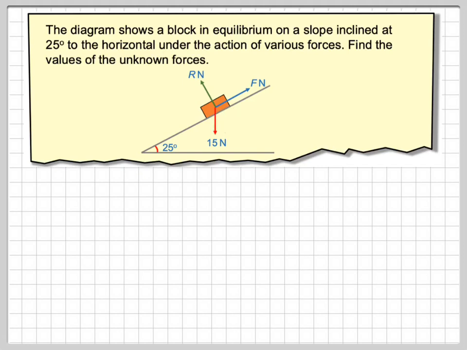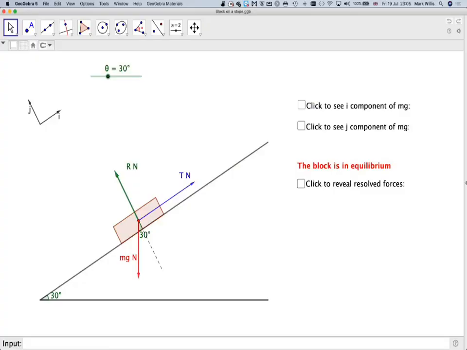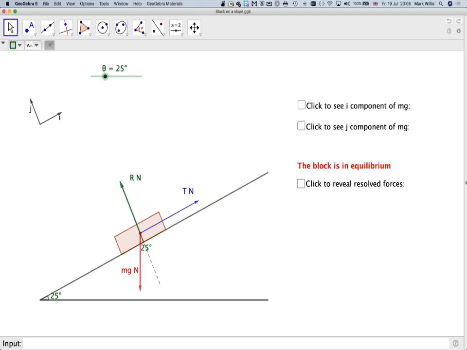Now, before we look at this, let's just look at this GeoGebra app. This GeoGebra app I will put in the notes of the video. So here we have the same situation drawn in GeoGebra. We could change the angle to 25 by just doing that. Now, we have this force acting downwards.